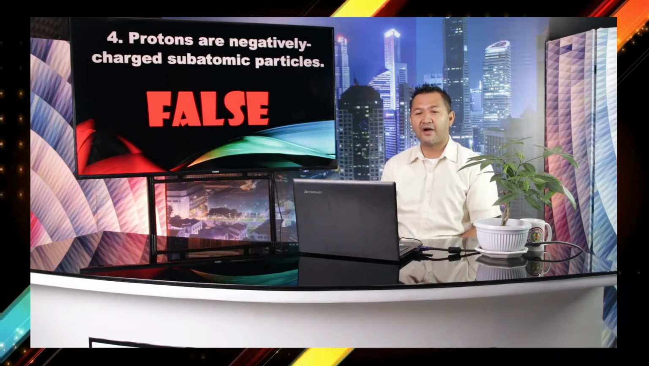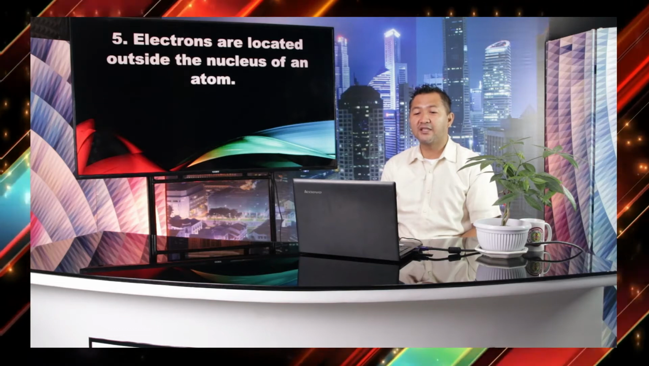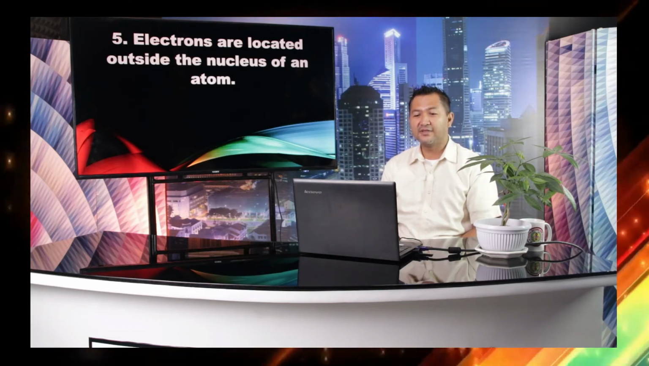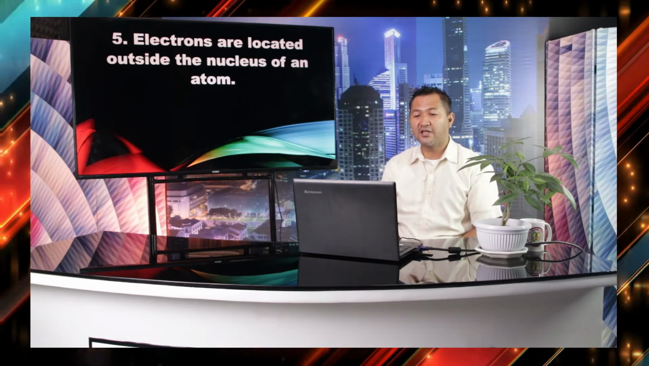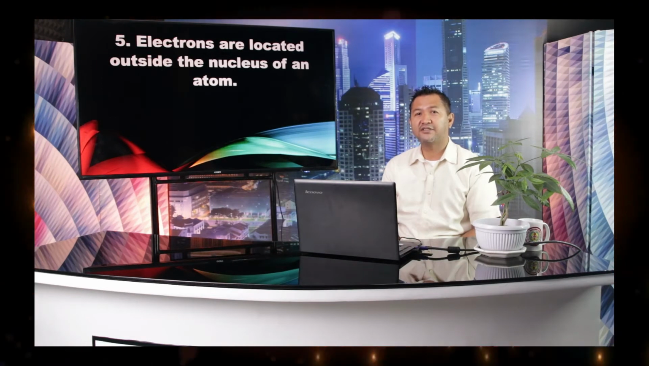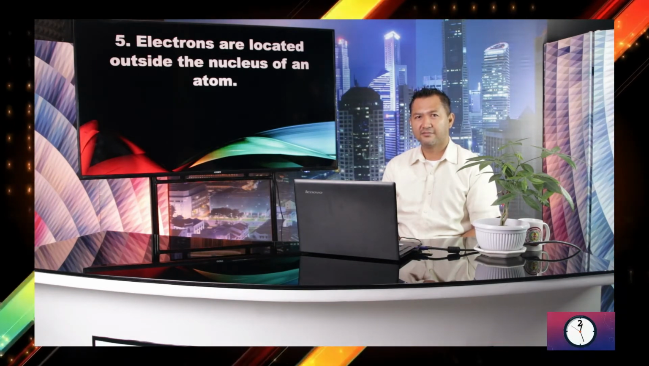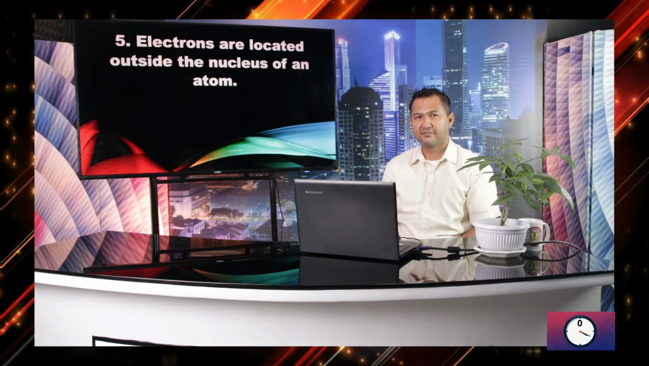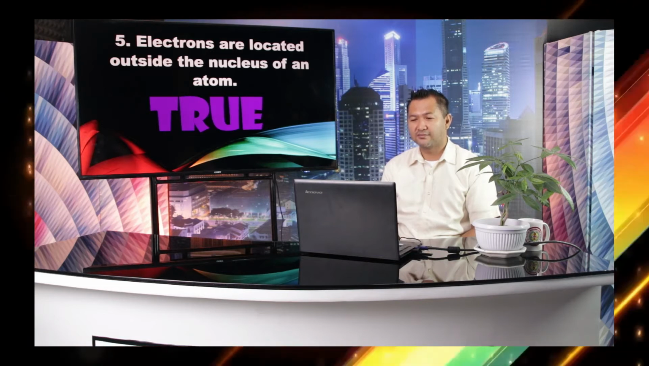Number 5. Electrons are located outside the nucleus of an atom. Again, electrons are located outside the nucleus of an atom. Your time starts now. The correct answer is true.